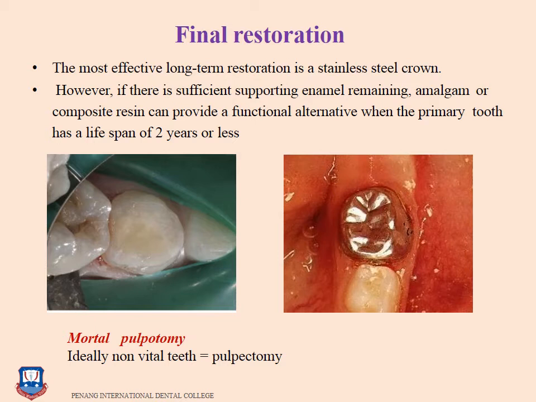So, the final restoration is either a stainless steel crown, and if the tooth surface has enamel supporting it, then we can go for amalgam or a composite resin. Next, we move on to the mortal pulpotomy. So, mortal pulpotomy is ideally for non-vital teeth, in which you have to do pulpectomy.